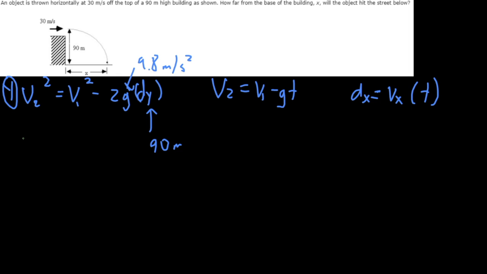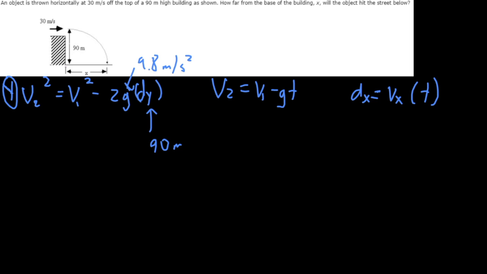Hello. So in this question, you're trying to solve for how far from the base of the building the object will hit the street below. So firstly, we need to look at everything with respect to y. So we need the formula v2 squared equals v1 squared minus 2g times the distance in y. Some textbooks may use a instead of g, but regardless, this is going to be 9.8 meters per second squared.